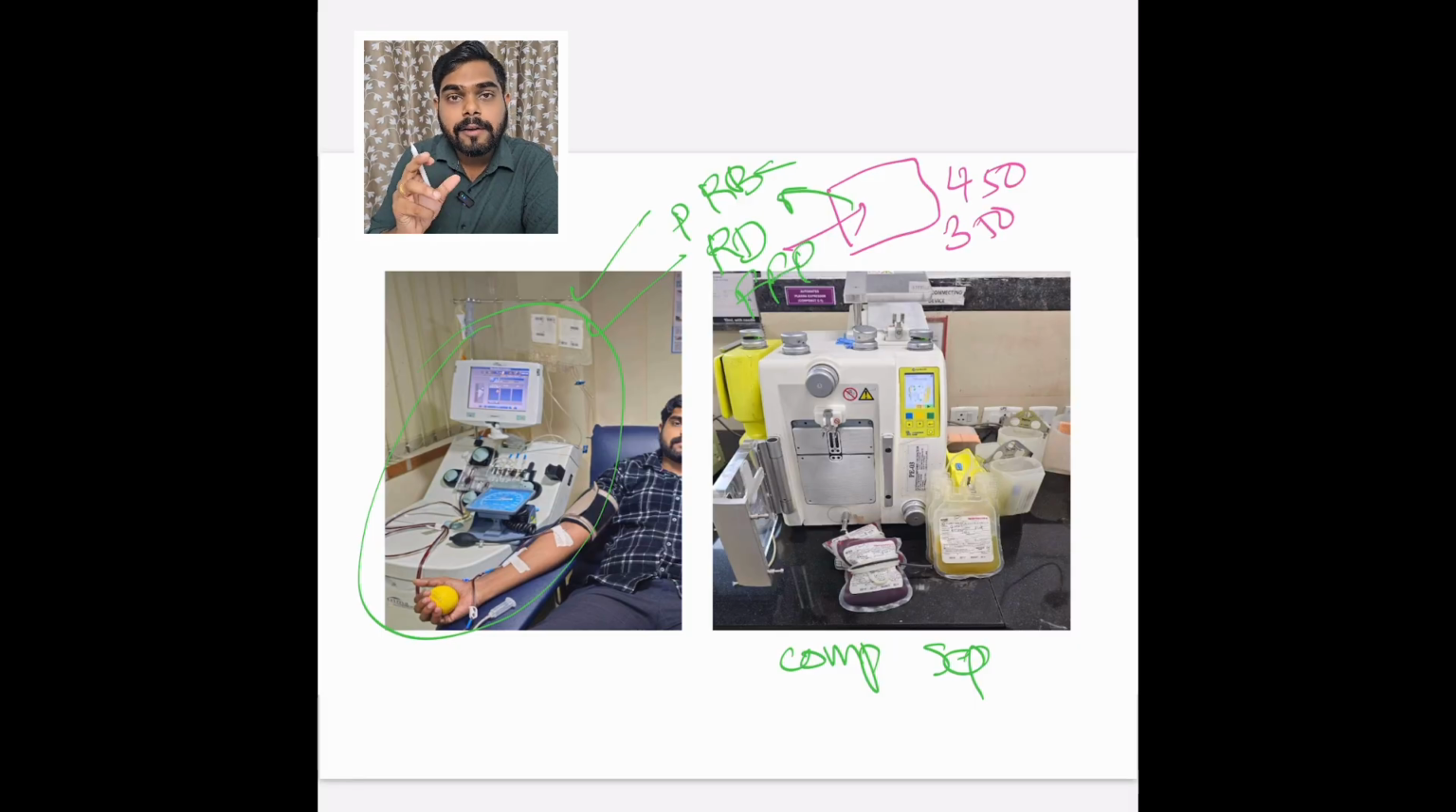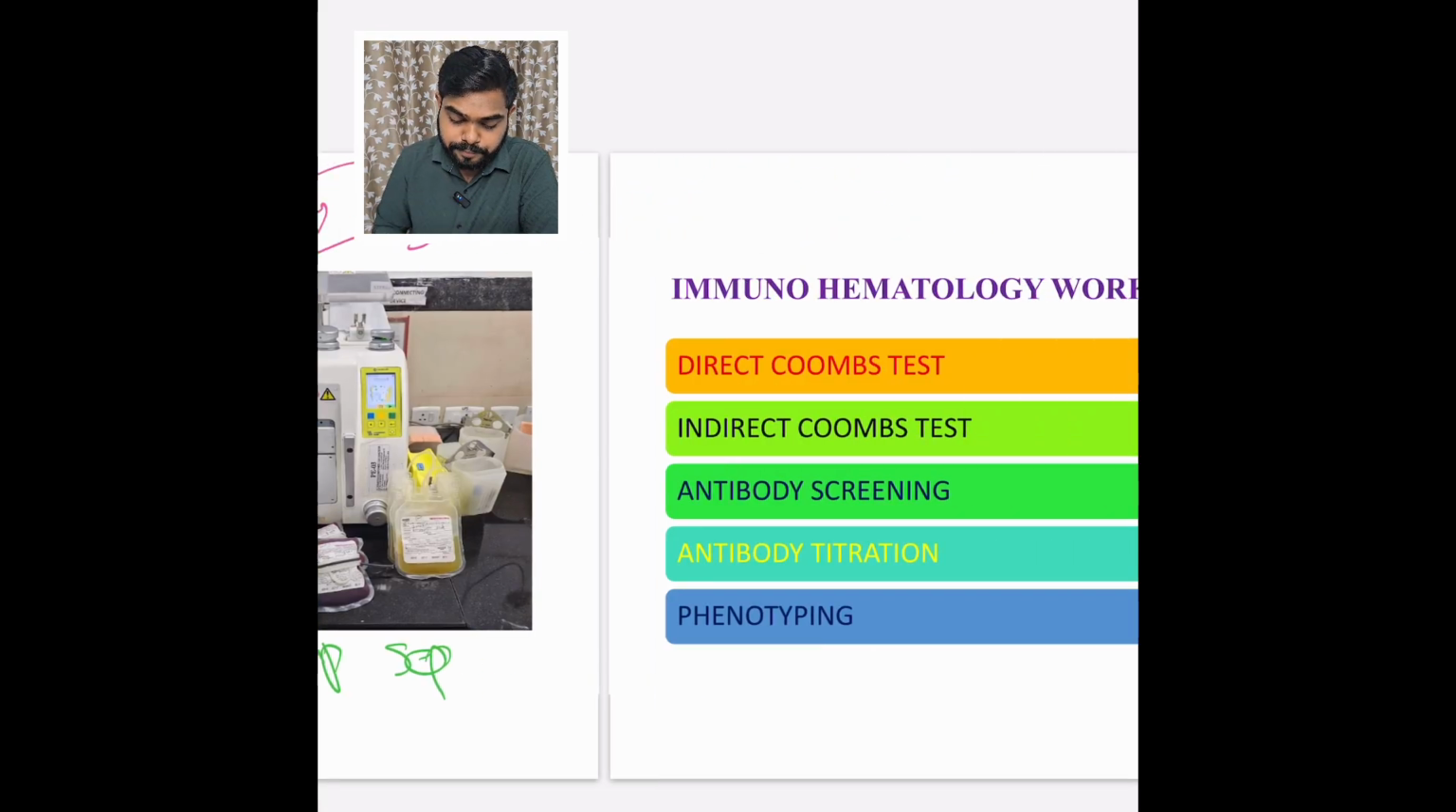From a single bag we can prepare three components, which is important for targeted therapy in blood management. Some patients only require plasma, some patients only require platelets. So from the whole blood we can prepare these three units. So one blood can save three lives.